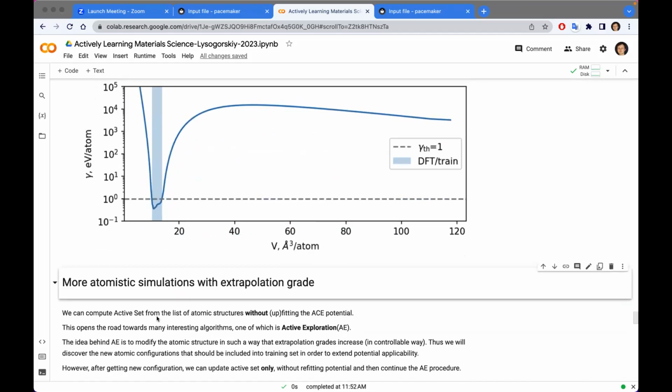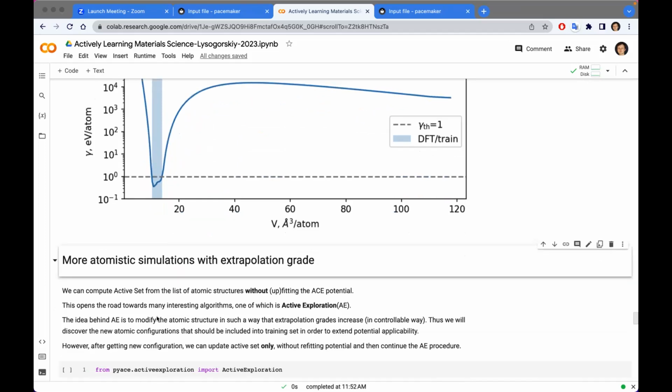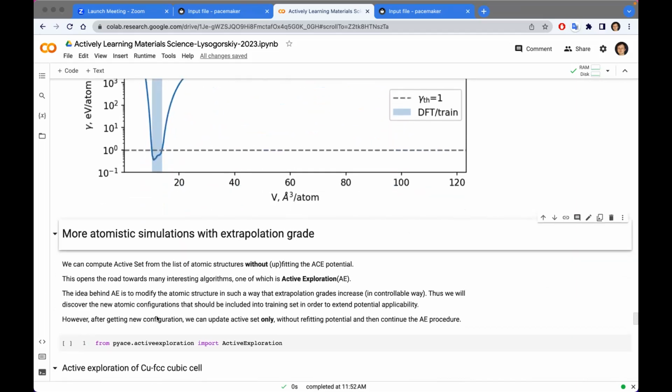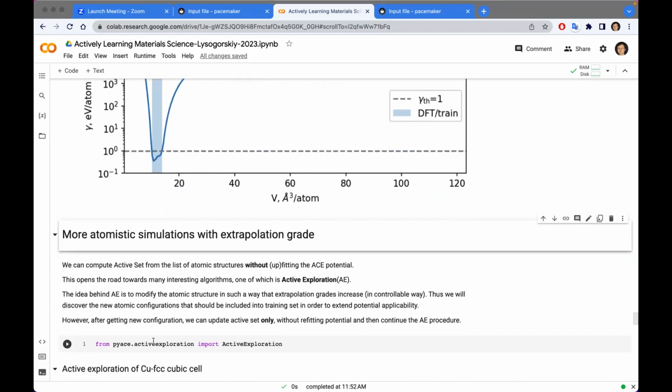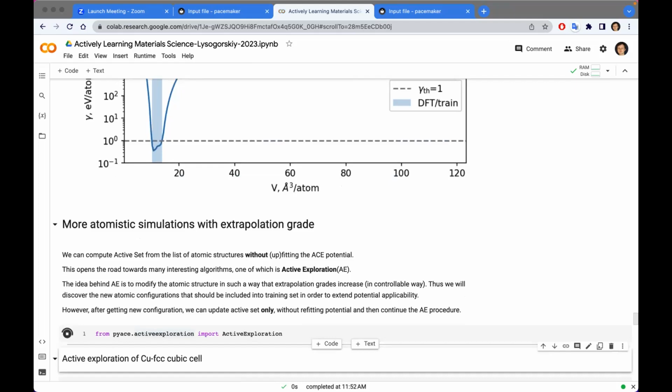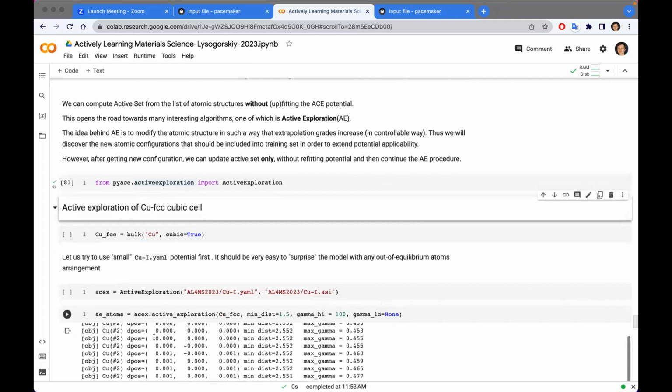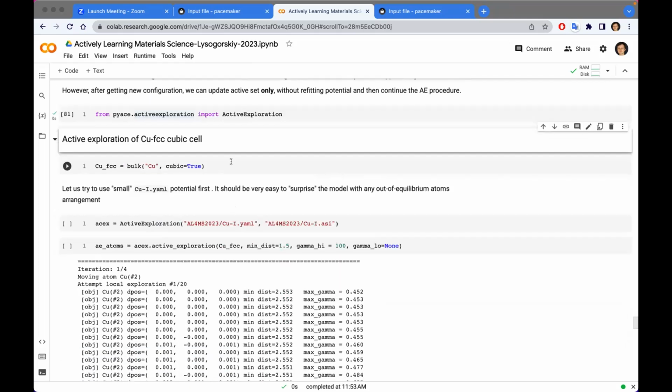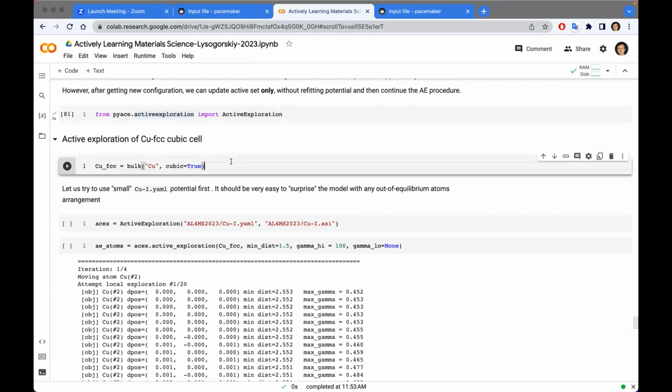Now we can do more atomistic simulations with this extrapolation rate. So for example, we will also use this active exploration, this mapping of the new environments I just imported. But first things first, let's try to imagine a situation when we now want to improve our copper 1 potential. So we need new training samples for that.